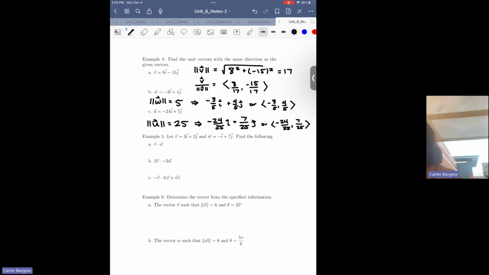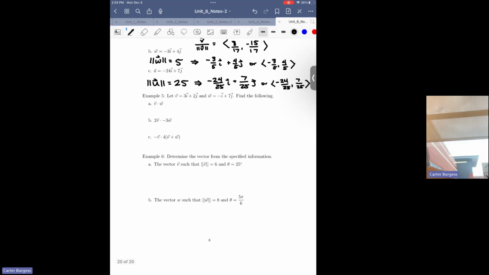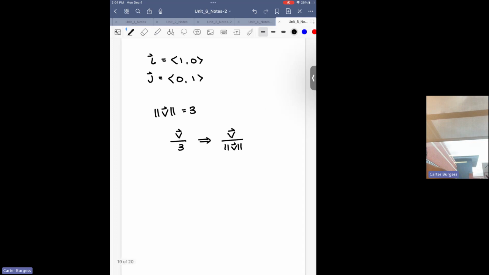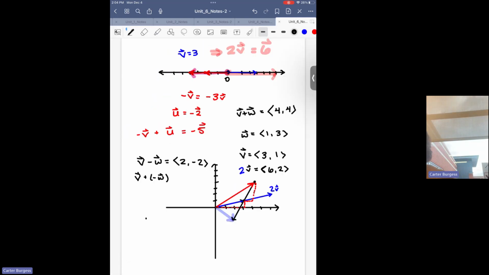One kind of new final thing. Example 6 is going to largely be stuff that we've already seen. 6 is taking our theta information and converting it to xy information. We have done that a lot in 6.1 and 6.2. So that one hopefully won't be too bad. Example 5 is going to be a new definition here.